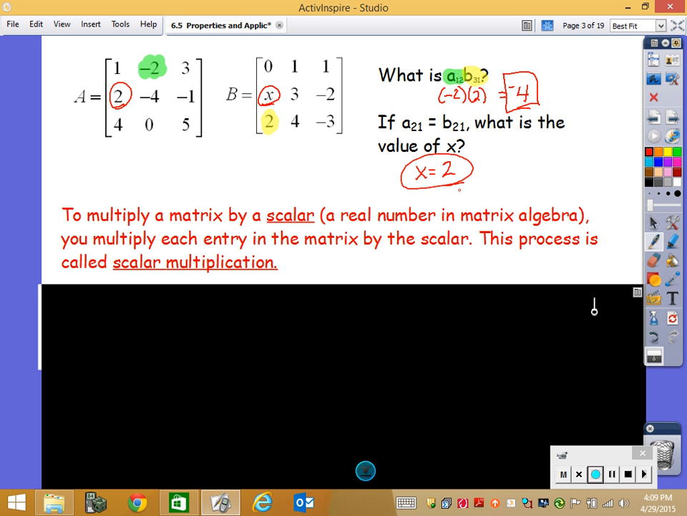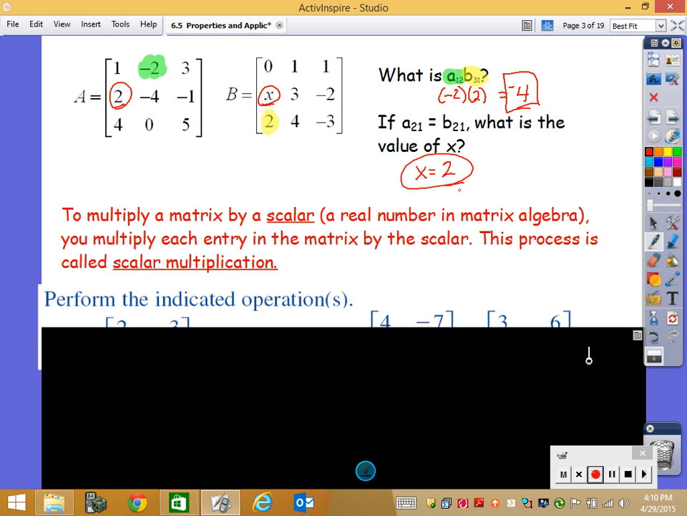Now we have a thing called scalar multiplication. It's when you multiply each entry by a scale out front. In geometry, you use scales. You would make a scale of 1/2, so you'd make every length half as long as the previous length. Same idea here with scalar multiplication.